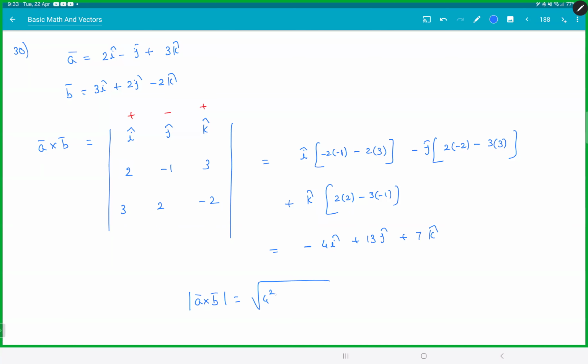Root over 4 square, 13 square plus 7 square. That is how much? 169, 16, 49. 169 plus 49, that's 218, and 16, that's 234. That's your A cross B.